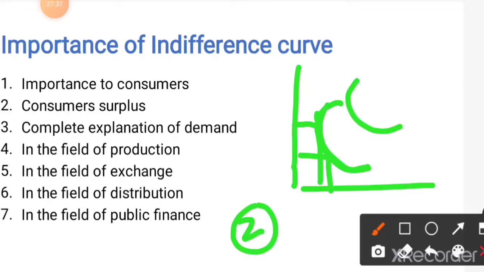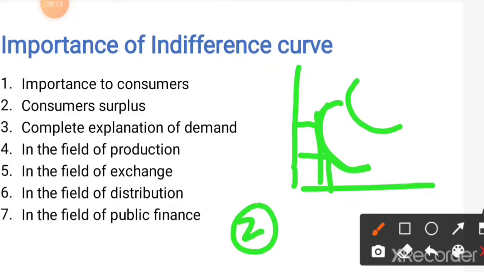First, it will help normal consumers in selecting the goods which have the same satisfaction. Second, in consumer surplus also it will help the person to get more consumer surplus by selecting the goods having the same satisfaction. Next, it will help in the explanation of demand concepts. Three concepts are there that we will study in a future chapter. Next, in the field of production, if you want to produce something, to use the resources, this law will help. The resources that have the same satisfaction you can use.